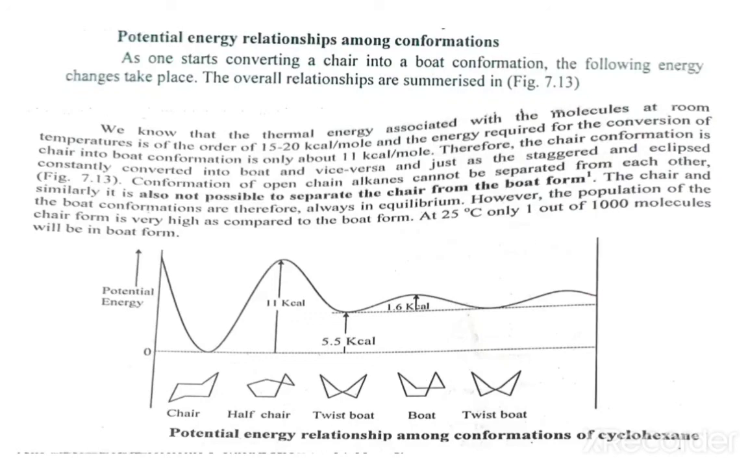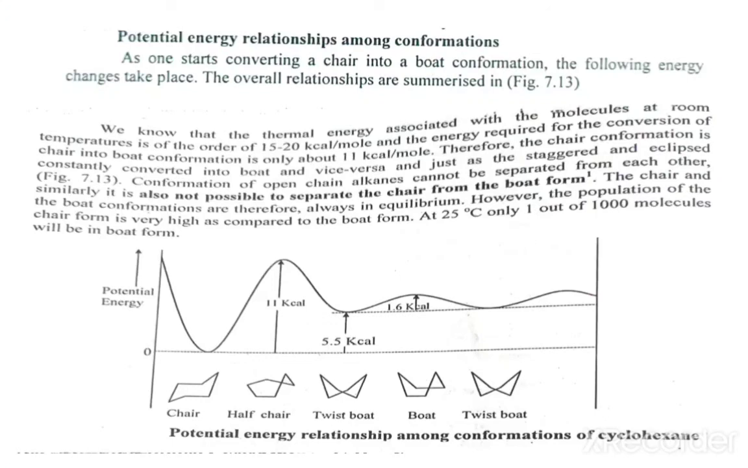Therefore, the chair conformation is constantly converted into the boat and vice versa, just as the staggered and eclipsed conformations. The conformations of open chain alkanes cannot be separated from each other. Similarly, it is also not possible to separate the chair form from the boat form. The chair and the boat conformations are therefore always in equilibrium.